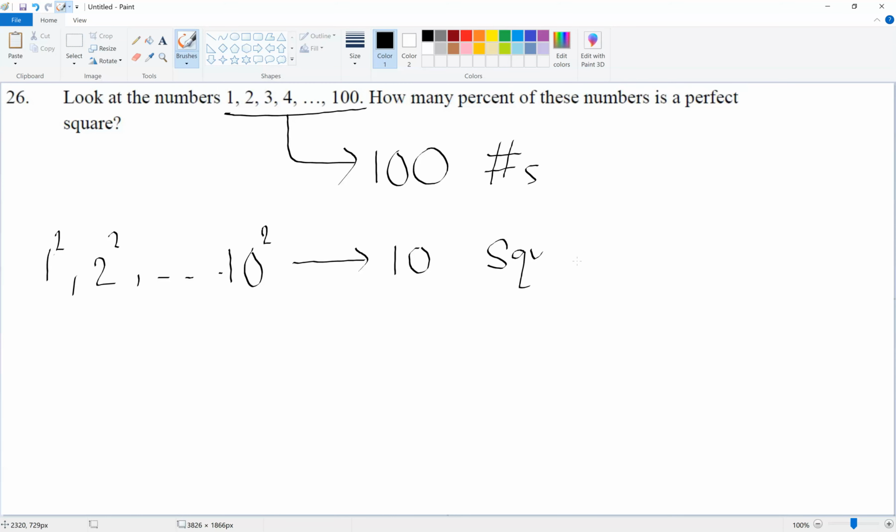There are 100 numbers, and out of those numbers, 10 are perfect squares. So 10 out of 100 would equal 10%. Yep, that's it. Because it's already out of 100, you don't have to calculate anything. So it's 10 squares out of 100, which is 10%.